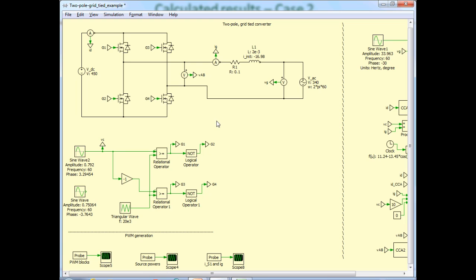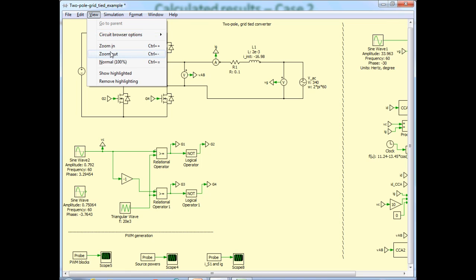Okay, so this is the Plex schematic corresponding to this example problem. Let me just zoom in on the power stage first.